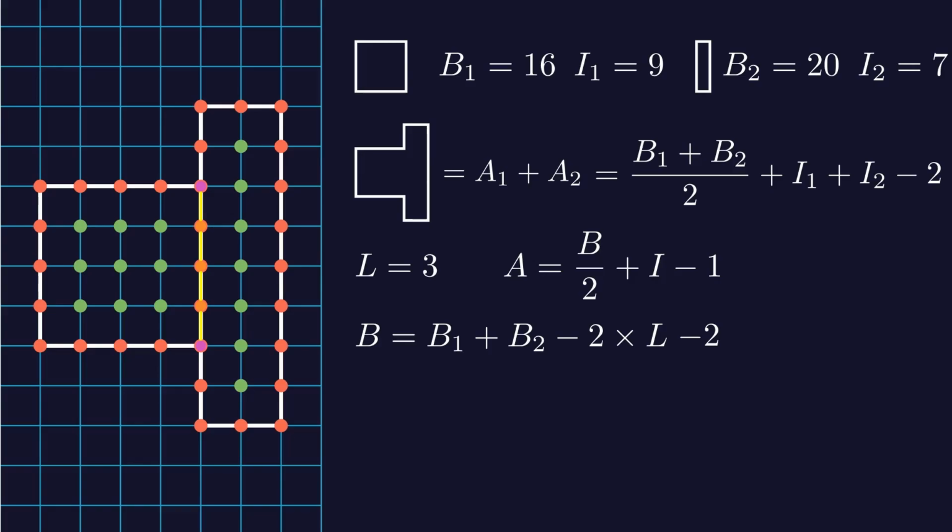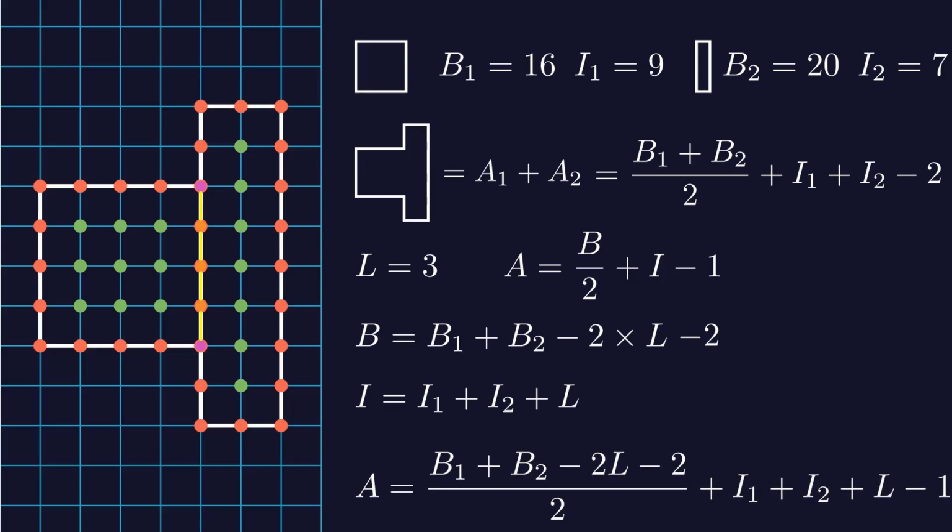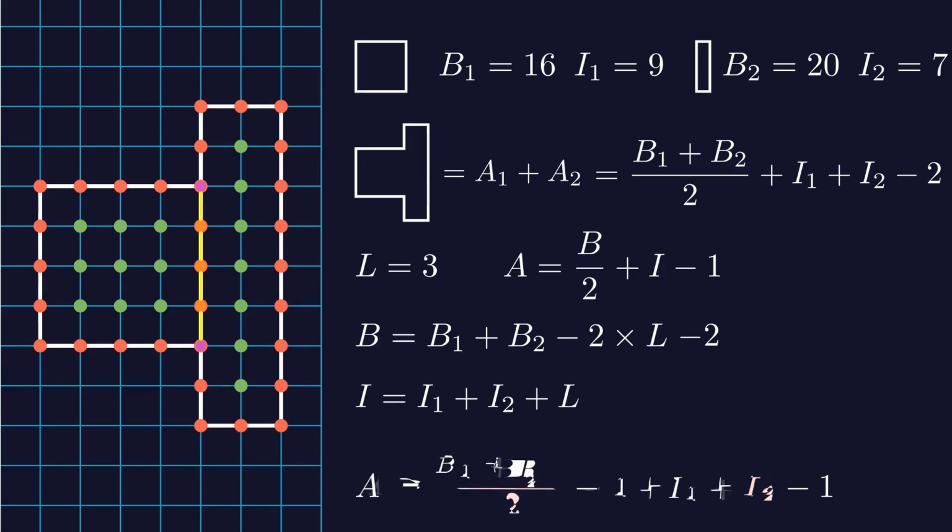The number of interior points of the merged shape is equal to I1 plus I2 plus the number of points on the yellow line. If we plug those values into Pick's theorem, we get this formula. After simplifying, we can see that the L's cancel, and we are left with the same formula as the sum of 2 shapes, so Pick's theorem holds for merged shapes. With this knowledge, and the information that the formula is also true for triangles, we can conclude that Pick's theorem works for any lattice polygon, because every lattice polygon can be divided into triangles.